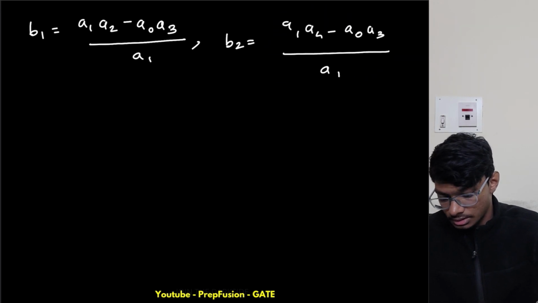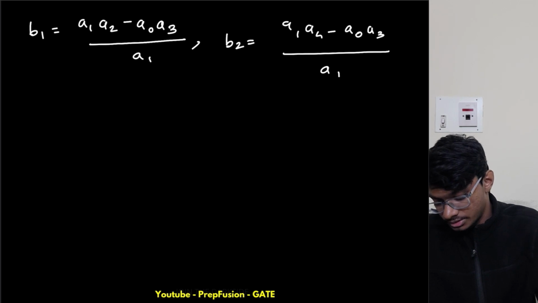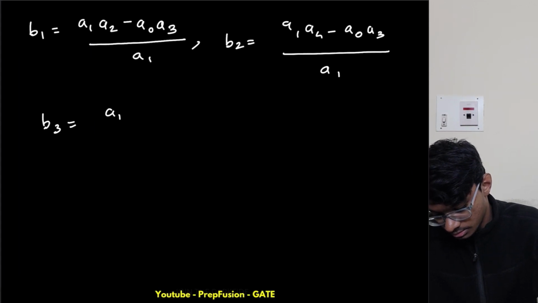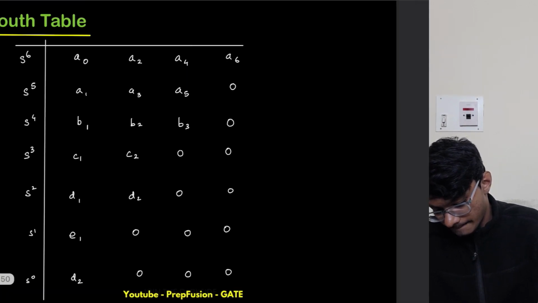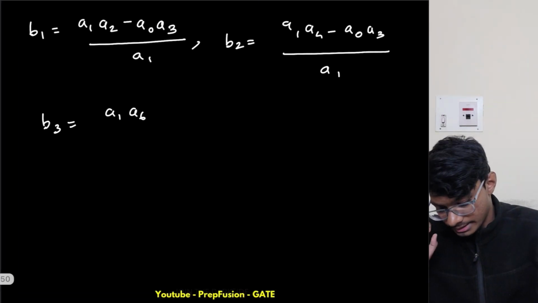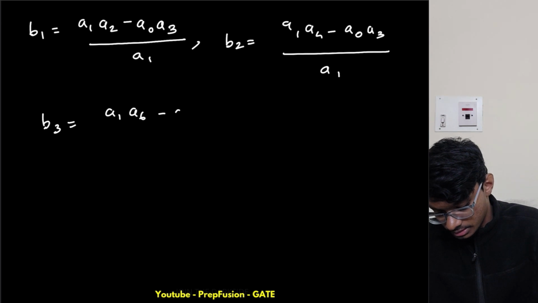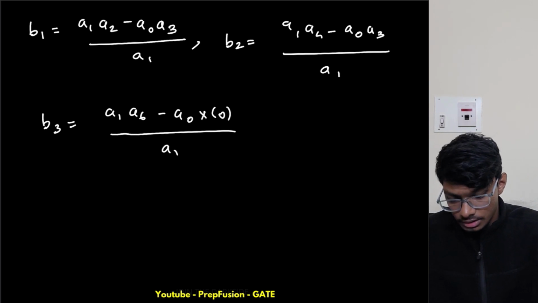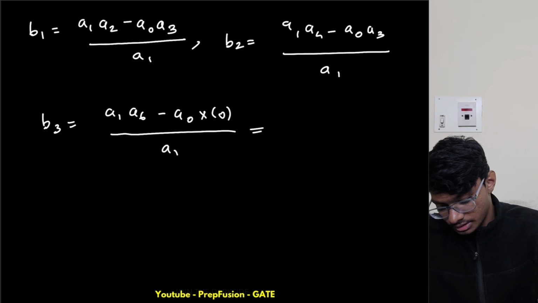And what is my b3 equal to? My b3 equals simply a1 times a6 minus a0 into 0. Let me write first, then I will explain. And this is divided by simply a1. So this is my b3, which equals a6.